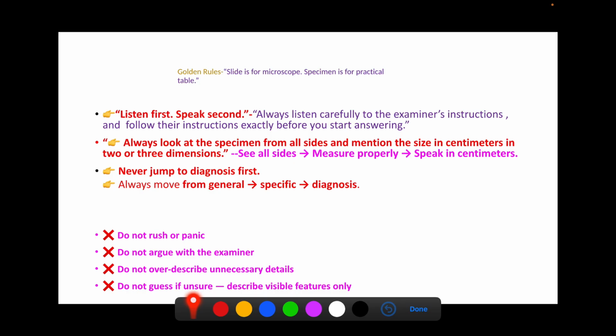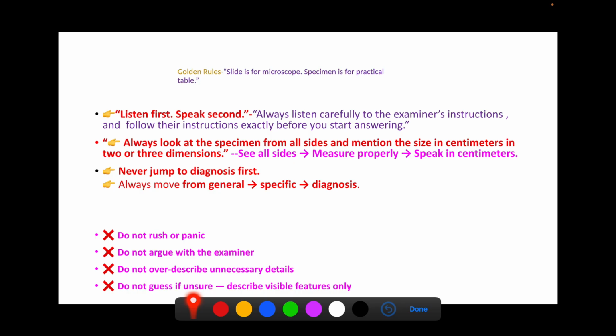Never jump to diagnosis first. Unless and until you are asked to say the diagnosis first, never jump to it, because the description matters and your description will carry some marks in the practical viva. Always move from general to specific and then to diagnosis, which means start from general features, then some specific features related to the diagnosis, and then the final diagnosis.